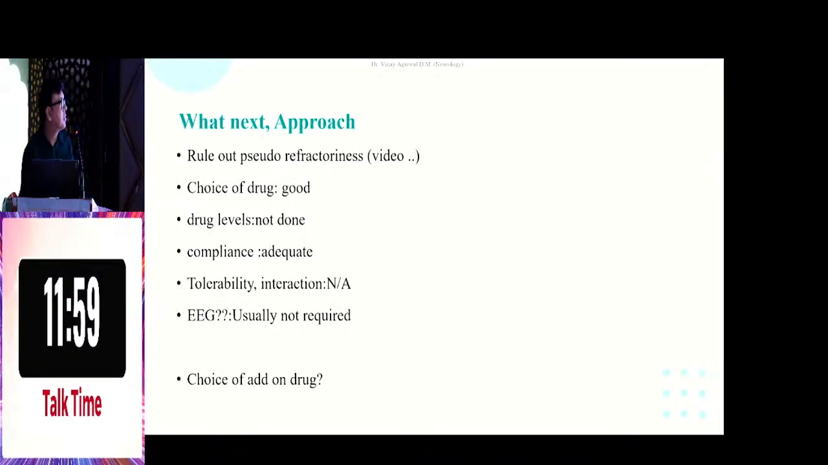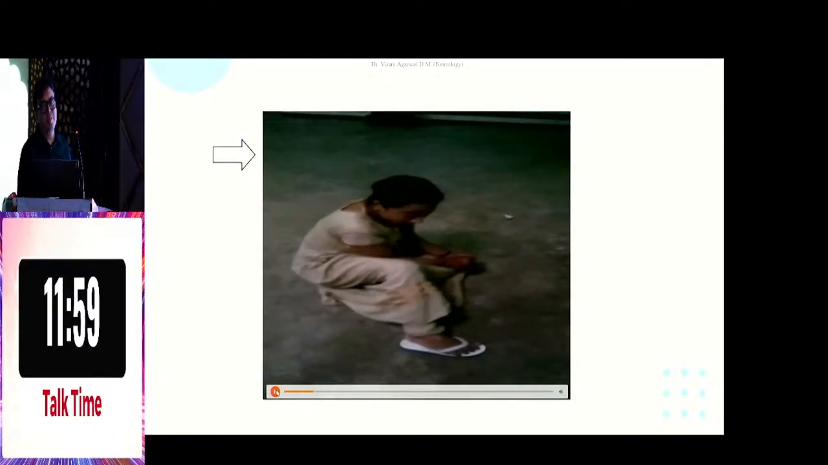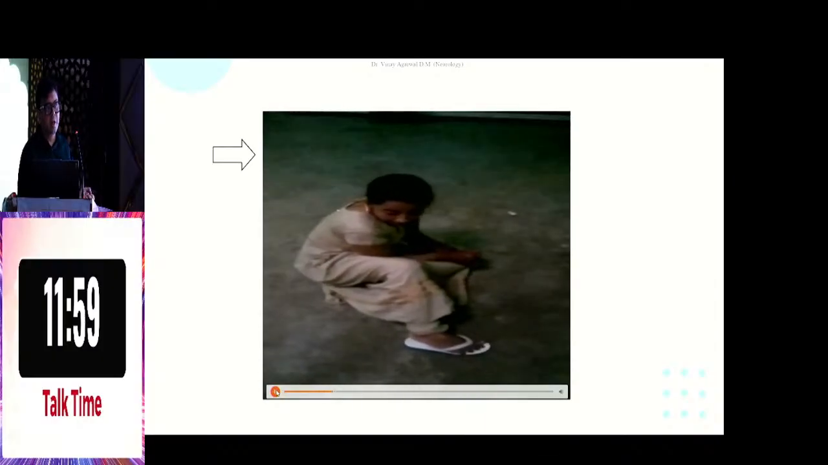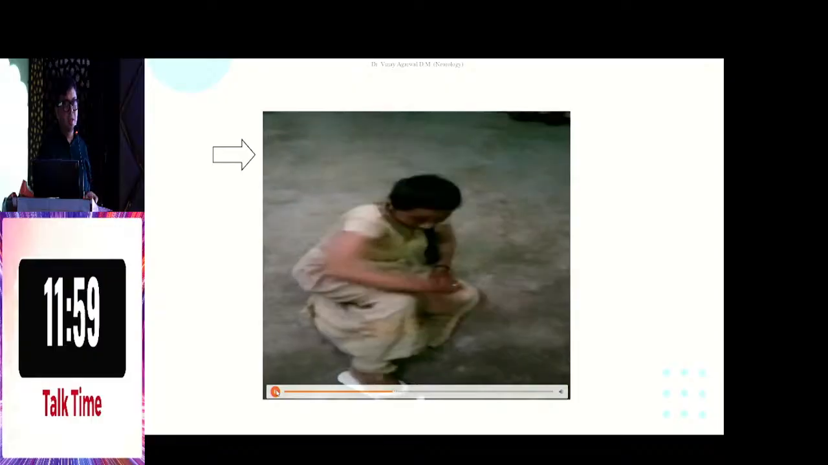So what next? First and foremost, before changing drugs, we have to assure whether these are true seizures or something else. Fortunately, the patient's attendant brought a video. It is a very classical video of complex partial seizure in which we can see the patient rubbing her hand and she is totally unaware. This is automatism of complex partial seizure. So this video helped a lot. Seeing this video, we can be sure that she is having true seizures, not pseudo seizures, and we don't require anything else like EEG.